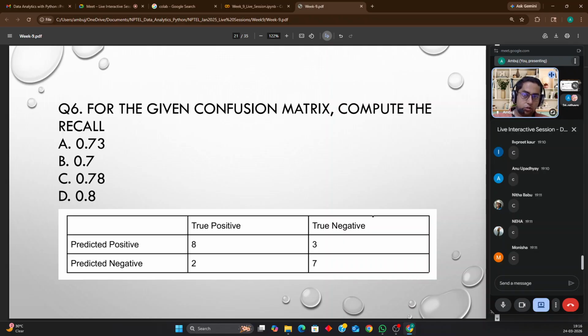Now we try to compute the recall value for the given confusion matrix. Recall and F1 score, both of these values you try to compute. But first compute recall. What value are you getting for this particular confusion matrix, where true positive, true negative, predicted positive, predicted negative have been given? 8327.